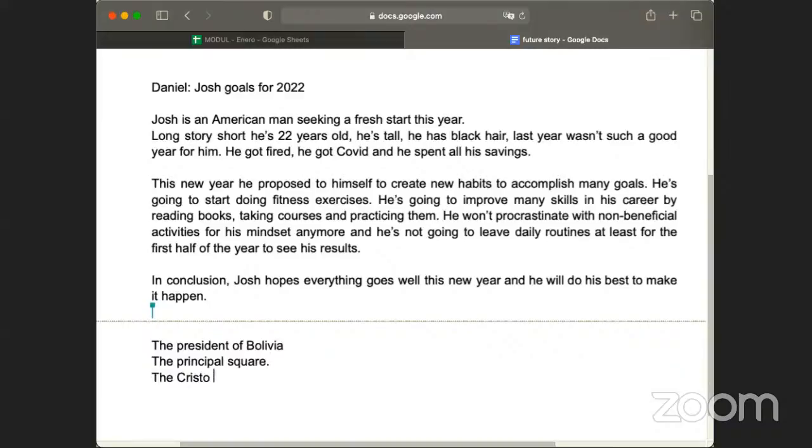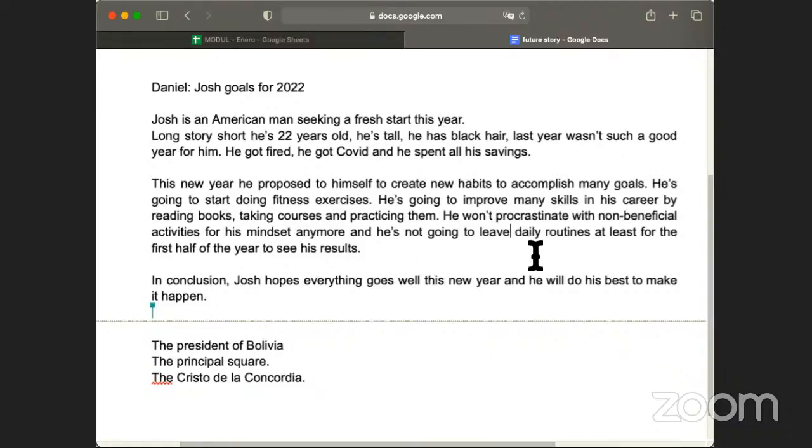The Cristo de la Concordia. Each of them is one: one president, one principal square or plaza principal, and one Cristo. When we are talking about something specific, we use "the", all right? Well, obviously here we are fixing this because it's in Spanish. So here, "the daily routines" is not correct.